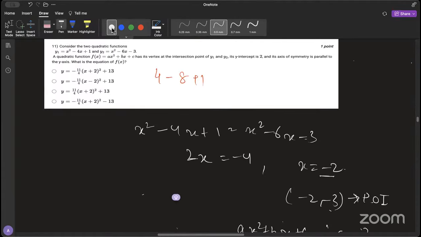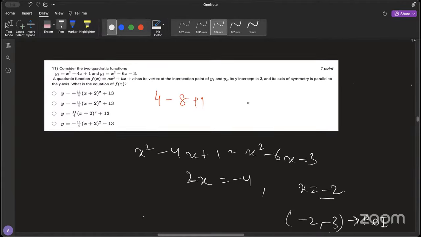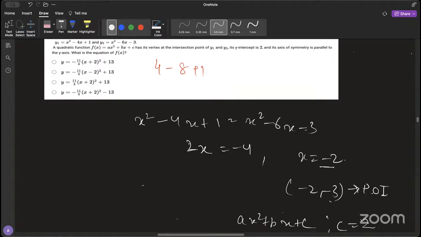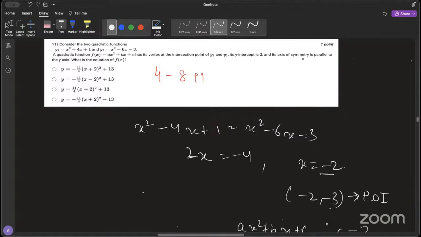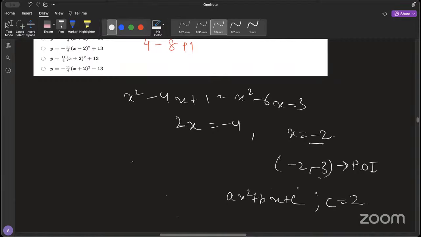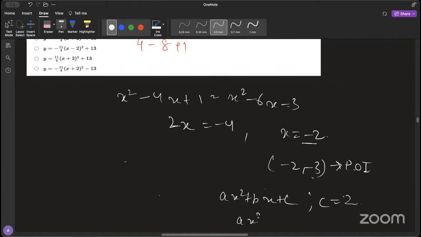I don't know why this is even given to you, because if you have a quadratic function, then its axis of symmetry is obviously parallel to the y-axis. That's one of the features of quadratic functions. This information is redundant. What is the equation of f(x)? Where c is 2, you're left with ax squared plus bx plus 2.